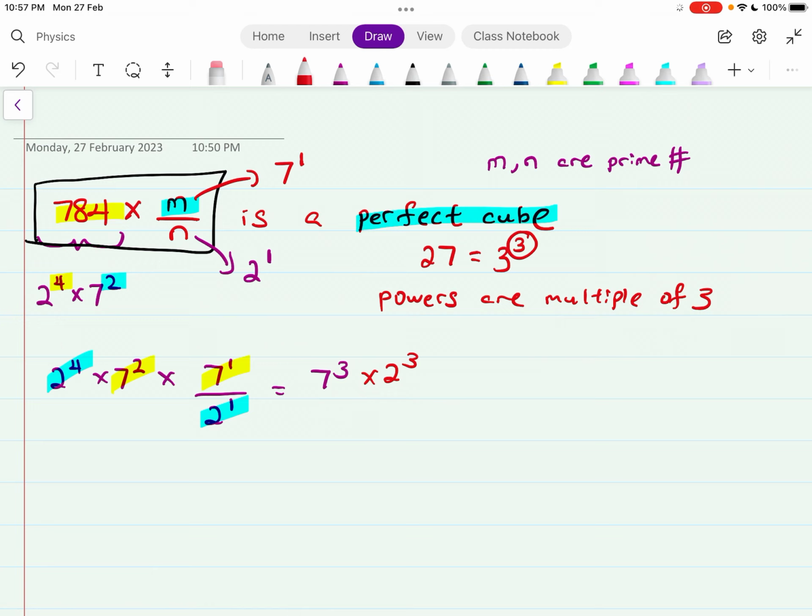So this whole thing now has powers that are multiples of 3 already. So this tells me that the whole thing will be a perfect cube. So m should be 7 and n should be 2, which are both prime numbers.